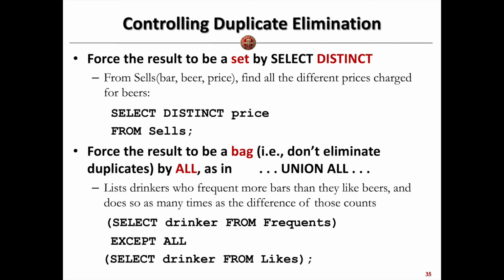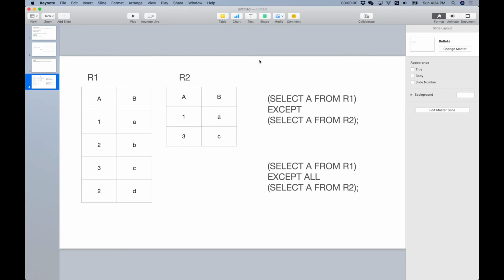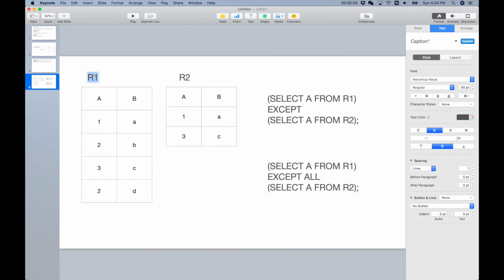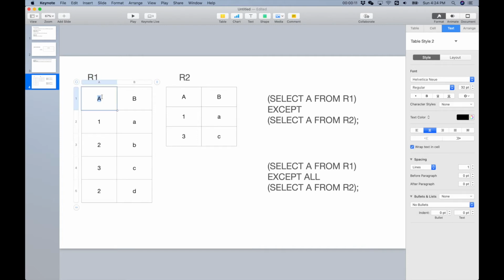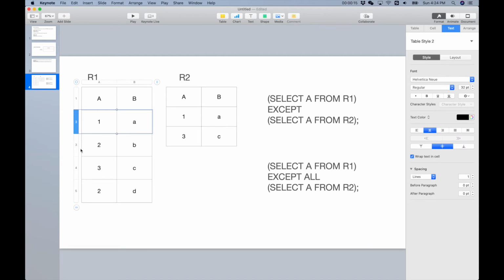I hope you can follow me, right? To help you understand the semantics for bag and set, we'll provide you with an example. Let's say we have two relations, or two tables. R1 has two attributes, A and B. We have four data tuples: 1A, 2B, 3C, and 2D.